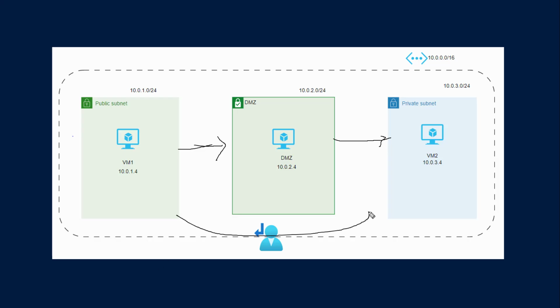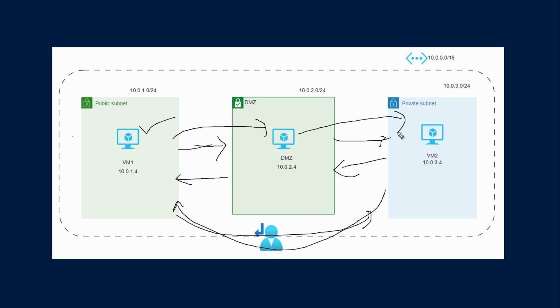These are communicating like this. You can communicate like this. However, if you want every single traffic that is going from VM1 to always go to the DMZ server, that is our Azure appliance, and then go to VM2.